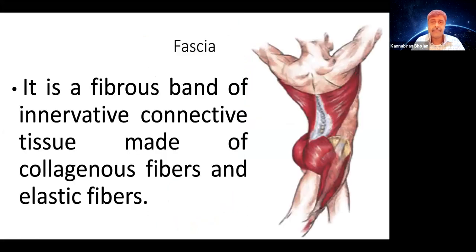So what is fascia? In general, if somebody asks you, what is fascia? It's a fibrous band. Okay, let it be a fibrous band. What are we going to do with the fibrous band? The surprise is that this fibrous band is innervated connective tissue made of collagenous fibers and elastic fibers. So when we say collagen fibers and elastic fibers, they can remodel. At the same time, when I say it is innervated, they can be a definite source of pain or proprioception or kinesthesia, whatever.